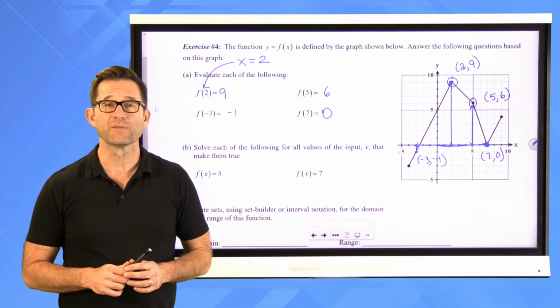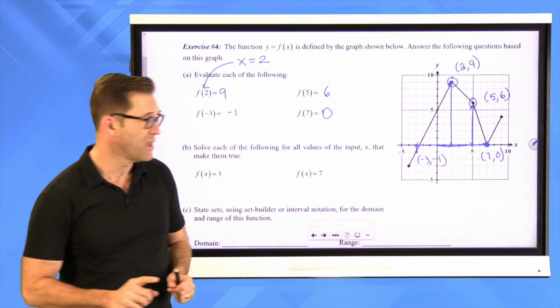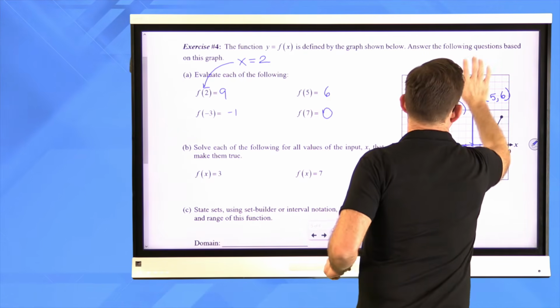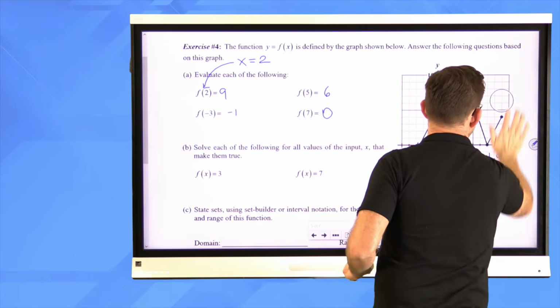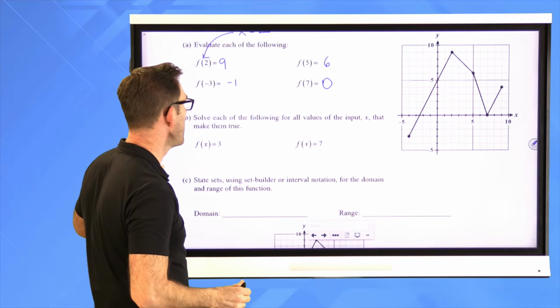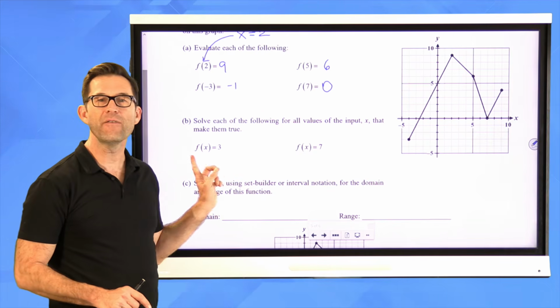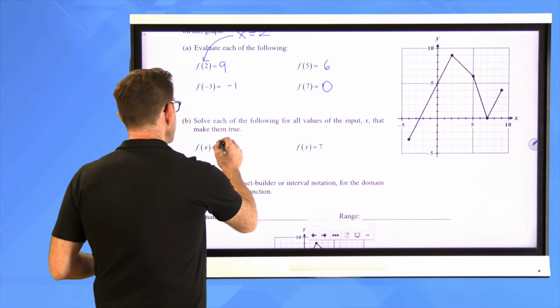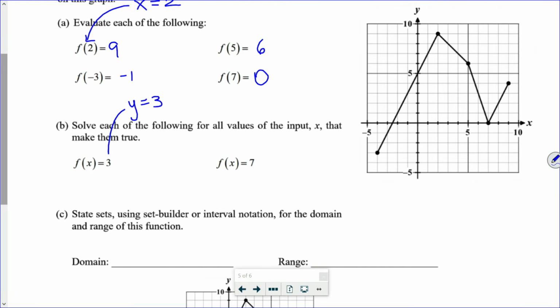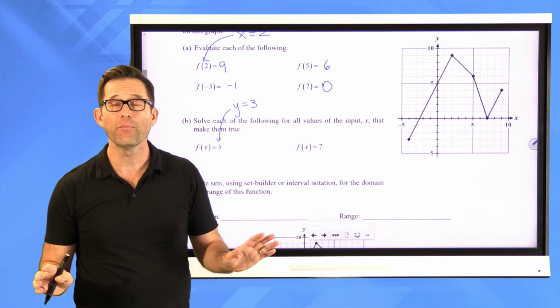But just like in previous problems, we can kind of flip this on its head and we can give you the outputs and ask you for the inputs. Now before we get into those, let me try to just erase these things instead of moving them all over the place. Okay, so let's take a look at letter B. Solve each of the following for all values of the input x that make them true. All right, so this is kind of cool, right? Here I've got f of x equals 3. Now I'm saying to you, that's y equals 3, right? So I want to find any x value that has an output of 3.